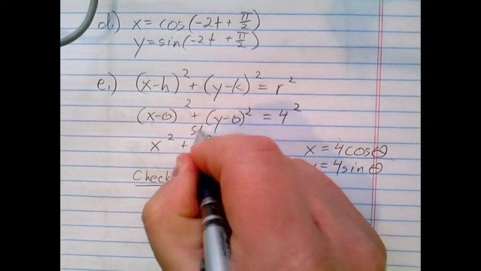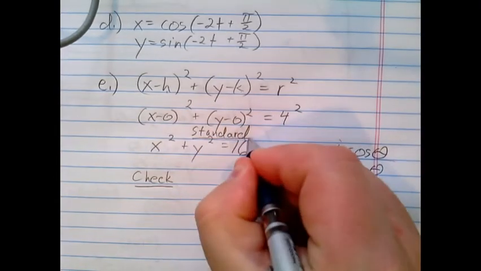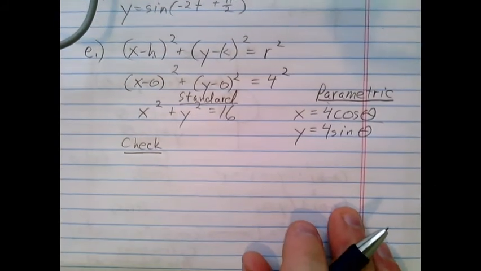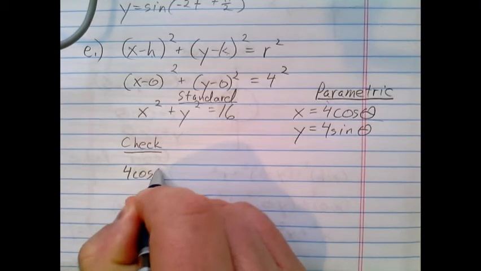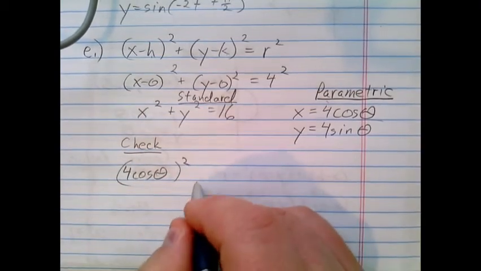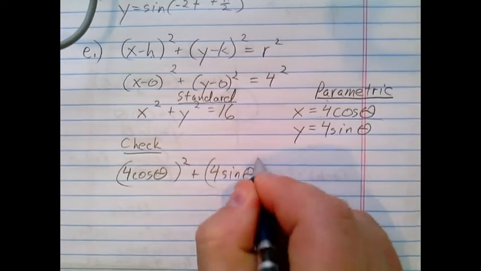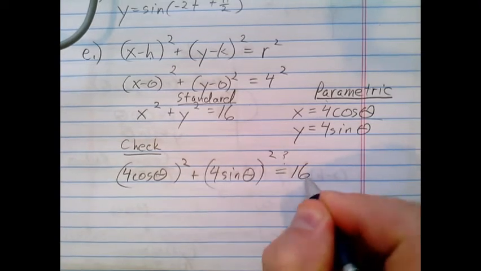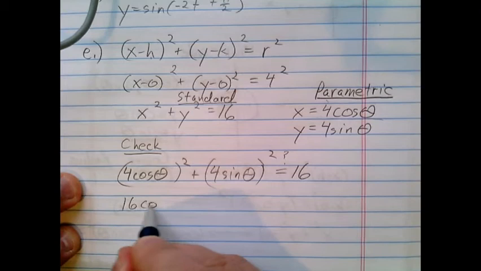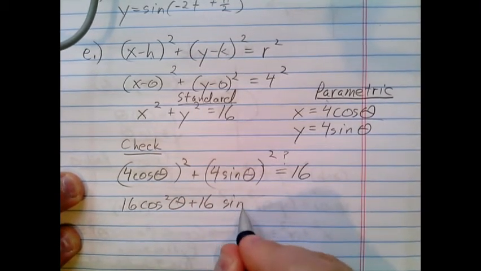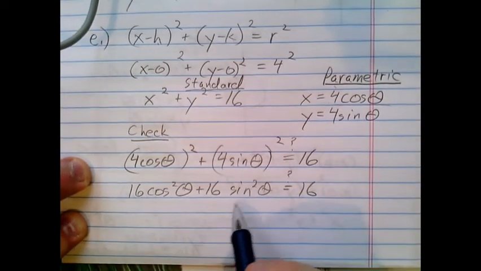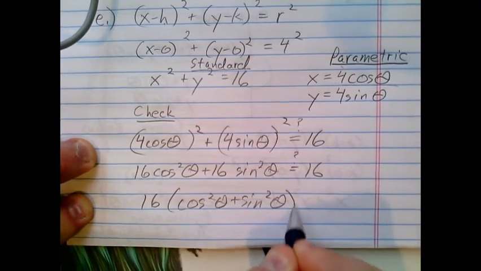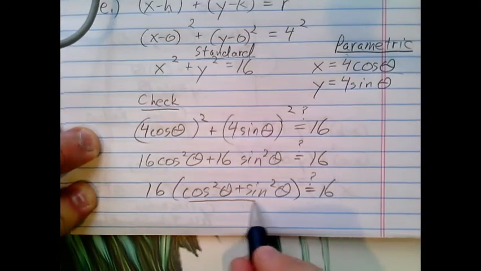This is our standard equation, and these are our parametric equations, but they need to be algebraically equivalent. So let's see. If I take 4 cosine theta and drop it in for x, it gets squared, and 4 sine theta and drop that in for y, it gets squared. And so the question is, does that make the left-hand side equal 16? Well, that's 16 cosine squared theta plus 16 sine squared theta. And I think you can see where this is going. We factor out the 16, and we're left with cosine squared theta plus sine squared theta. But what's in the parentheses here equals 1.